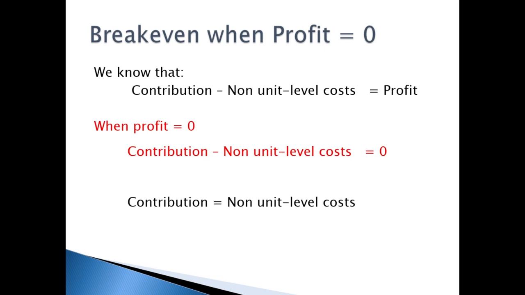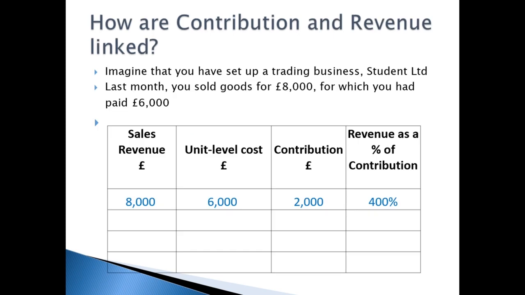Okay, so we know what the contribution is. It would be much more useful to know what the revenue is at break even. How much do we have to sell in order to break even? And to do that, we need to look at the link between the contribution and the profit. So here's an example. There's a business here selling goods for £8,000 and they paid £6,000. So the contribution is £2,000.